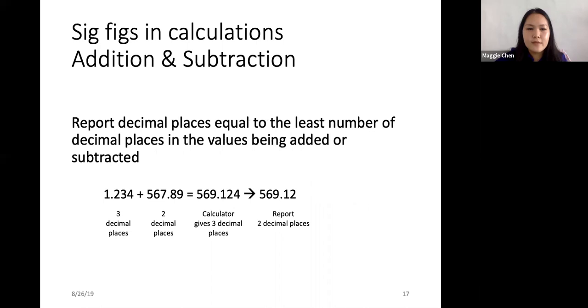But for addition and subtraction, there are different rules too. We would want to report the decimal places equal to the least number of decimal places in the values being added or subtracted.